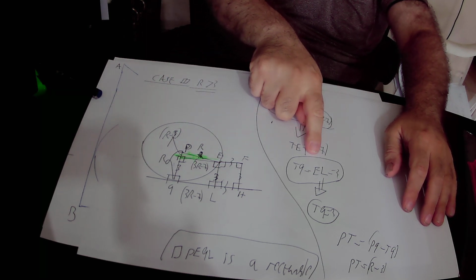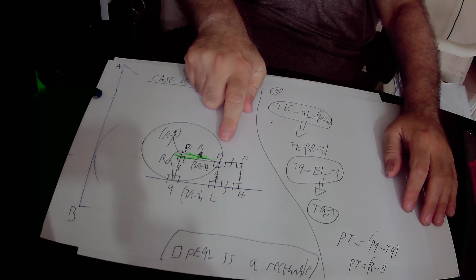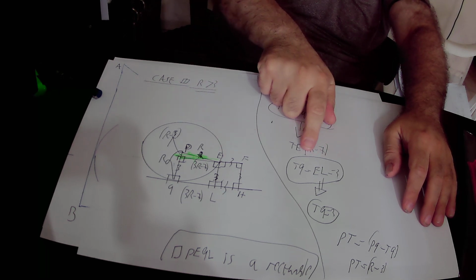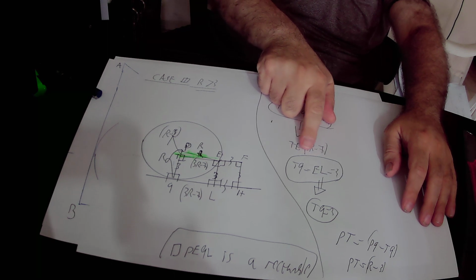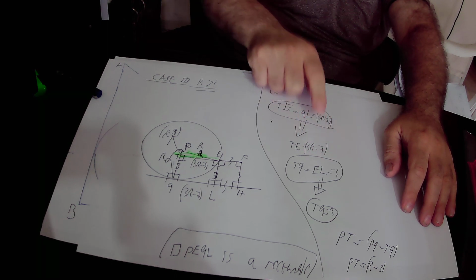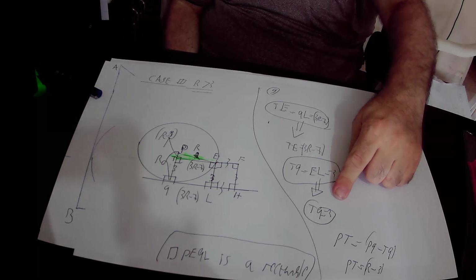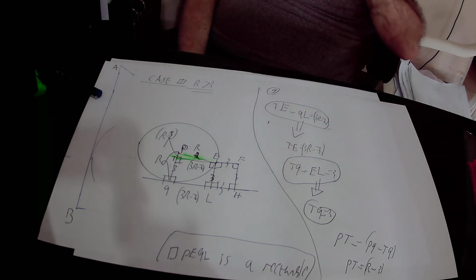TQ is equal to EL. But here EL is the side length of the square that is equal to 3 units. EL equals 3. So from this equation, TQ equals EL equals 3, we will derive that TQ is also equal to 3 units.